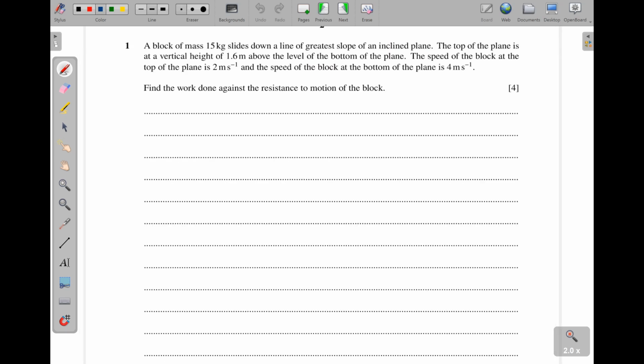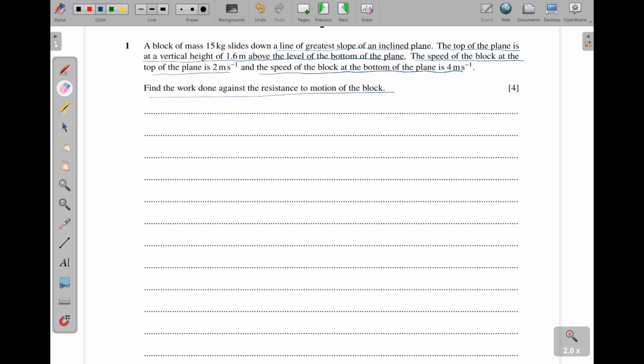A block of mass 15 kilograms slides down a line of greatest slope of an inclined plane. The top of the plane is at a vertical height of 1.6 meters above the level of the bottom of the plane. The speed of the block at the top of the plane is 2 meters per second, and the speed of the block at the bottom of the plane is 4 meters per second. Find the work done against resistance to the motion of the block.